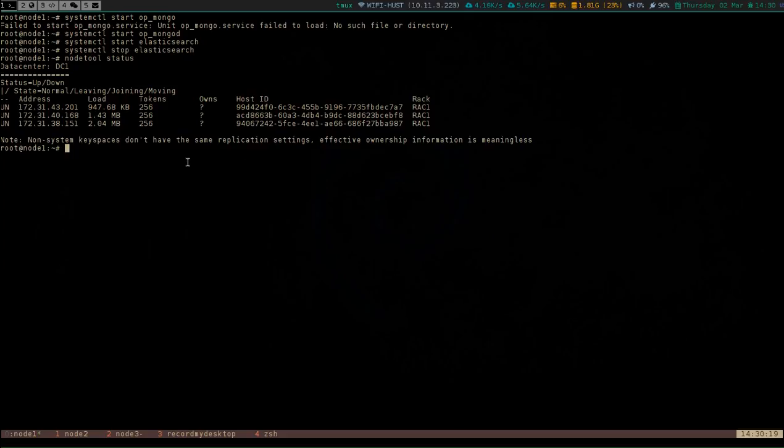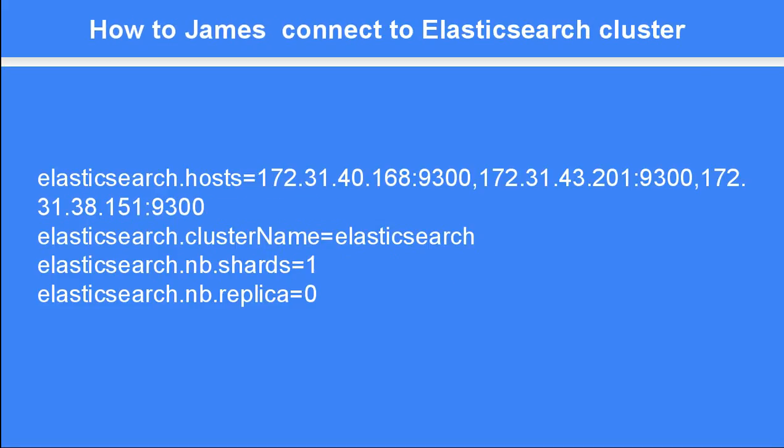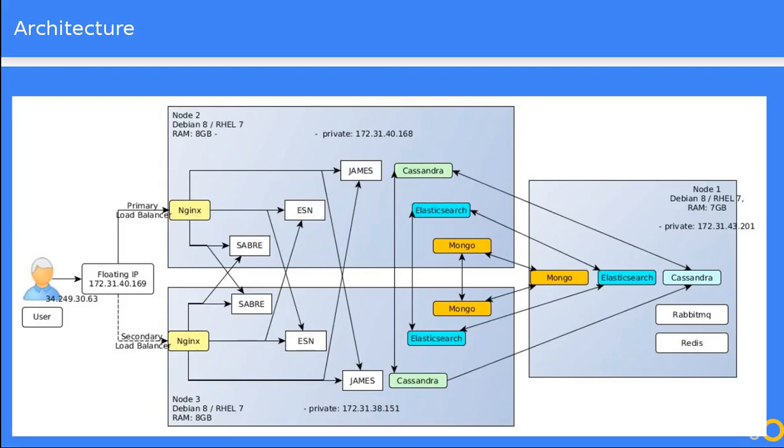And as you see in the command line, we have a cluster with 3 nodes, one data center with 3 nodes. Okay, that's it for the storage part. And next we go to the second part, the main components of OpenPaaS.